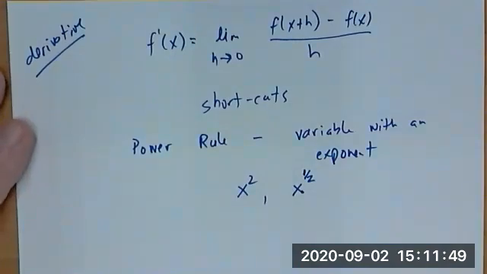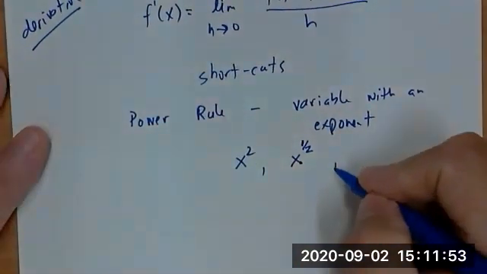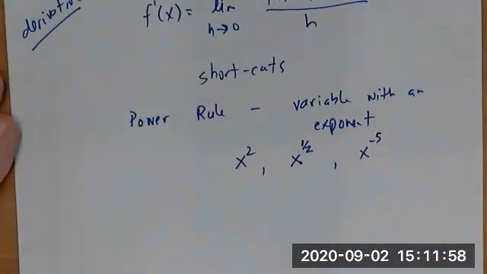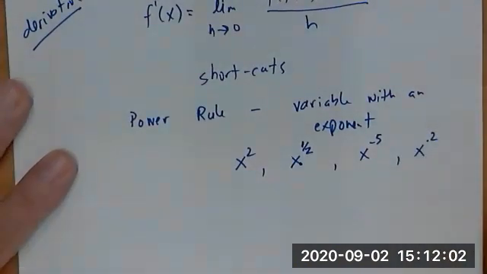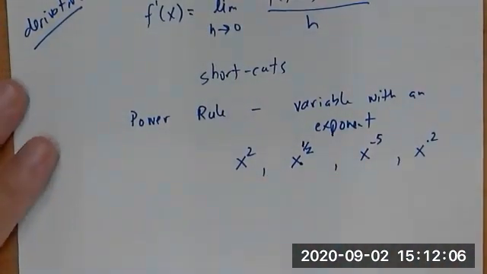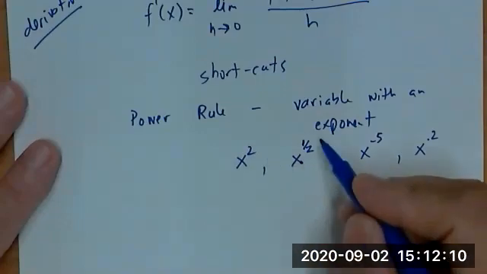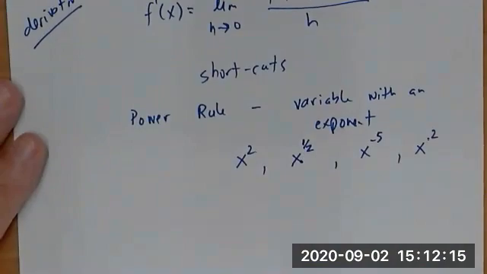The exponent could be a fraction. So like this is like a rational exponent. Exponent could be a negative number. I guess if you wanted to, the exponent could be a decimal. The point is, the rule we're going to go over in a minute, you have one variable x raised to an exponent. And this exponent can be any number.